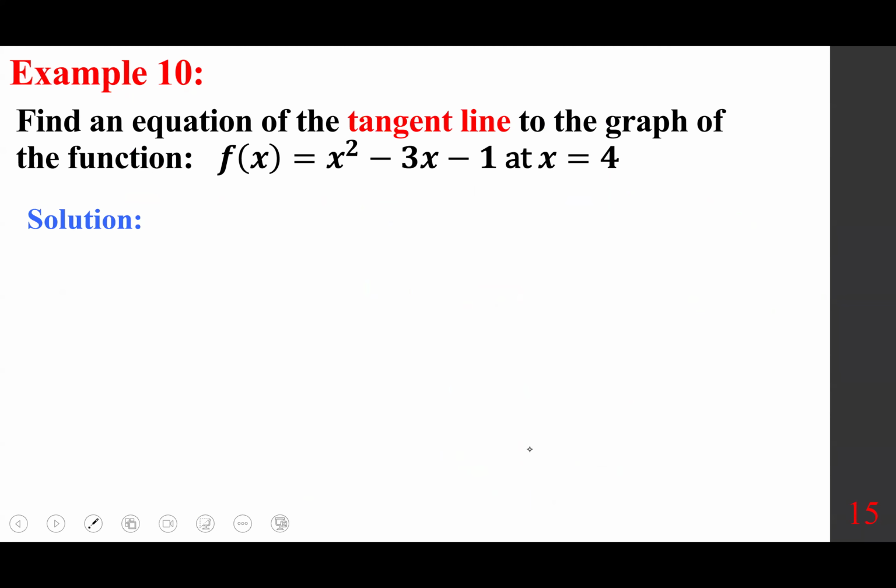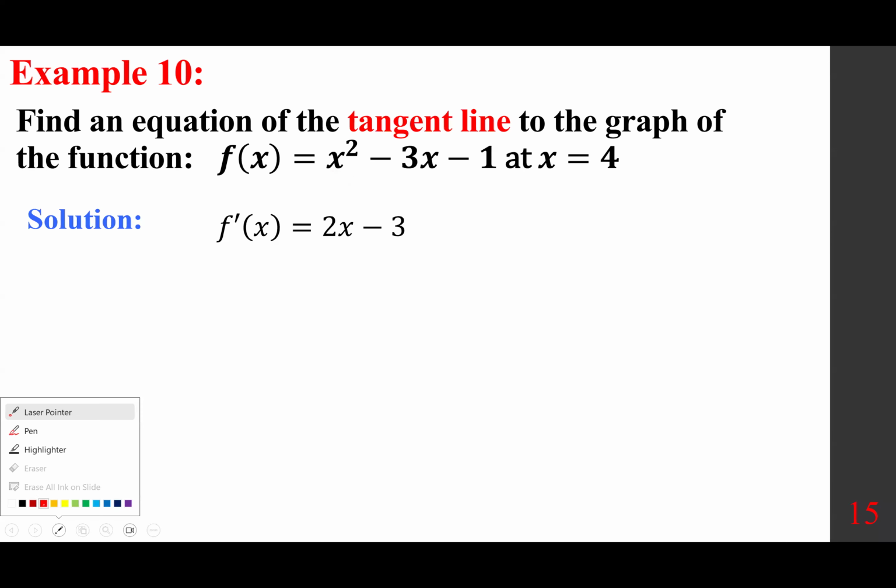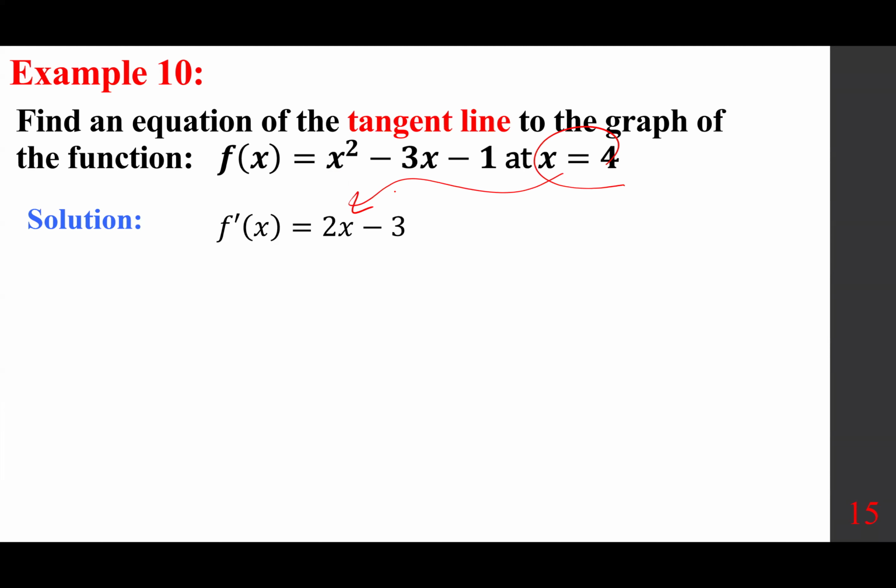Find an equation of a tangent line to the graph of this function. You need two things. You need the slope, and you need the pair x comma y. The slope, you have to differentiate. You get 2x minus 3, which is not the slope. So what is the slope? When you plug in 2 times 4, 8 minus 3 equals 5. Now it becomes the slope.